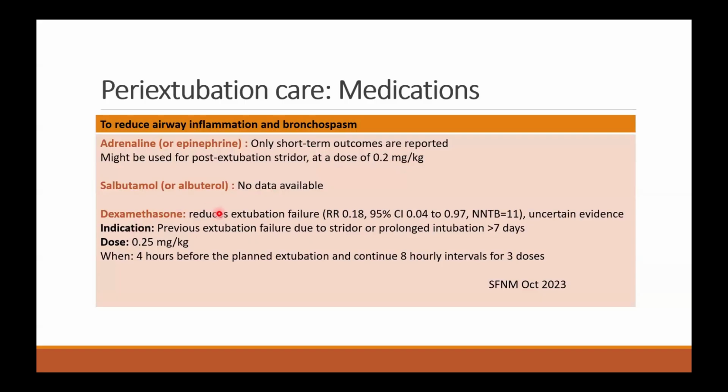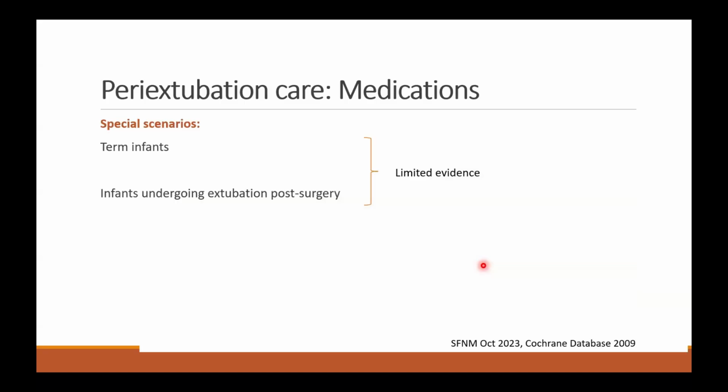For dexamethasone, yes, it has been found to reduce extubation failure with a number needed to treat of 11, but there is uncertain evidence overall because it has been associated with long-term risk of poor neurodevelopmental outcome. So the indication of dexamethasone is only for a specific set of patients, which could be previous extubation failure due to stridor, or prolonged intubation of more than 7 days. Dose is 0.25 mg per kg, started 4 hours before the planned extubation and continued at 8 hourly intervals for the next 3 doses.